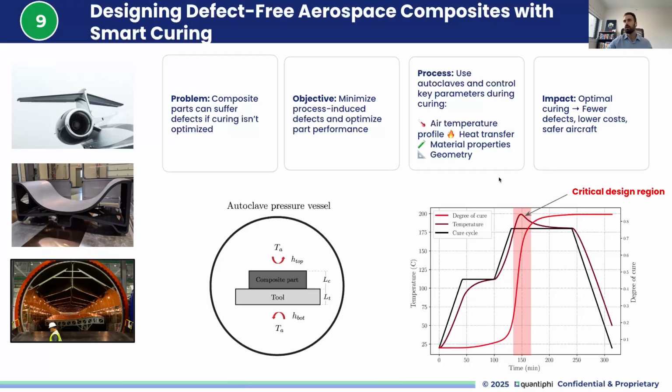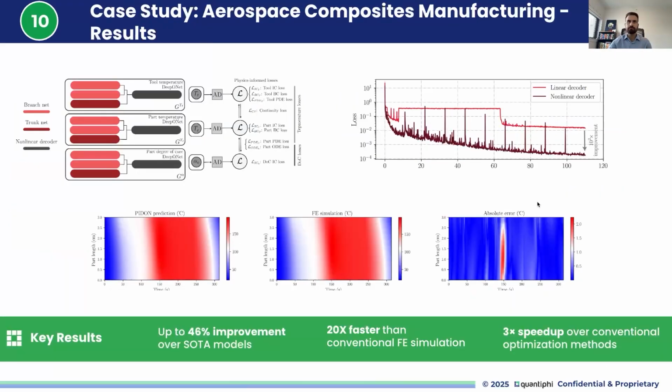The impact would be we can achieve optimal curing with a very fast optimization process, which leads to fewer defects, lower cost, and safer aircraft. Here you can see one example of when things go wrong. The temperature of the composite material overshoots and goes beyond the limitation, and this causes material degradation. So the goal of engineers is to find an optimal manufacturing setting which avoids these scenarios.